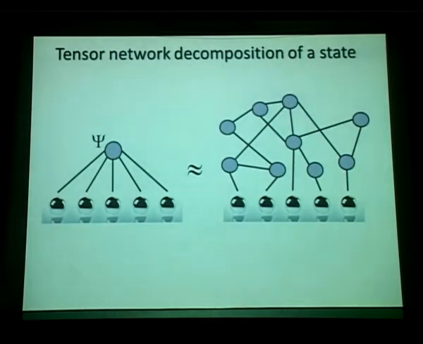Now what I'm going to do is take this many-body state of mine, this tensor, and decompose it into a number of tensors that are interconnected to one another according to some network pattern of my choice. I'll just choose some graph, and according to that graph, I'll decompose this tensor. And since the number of open indices has to be the same on both sides, each open index of this tensor network is identified with a site on the lattice.